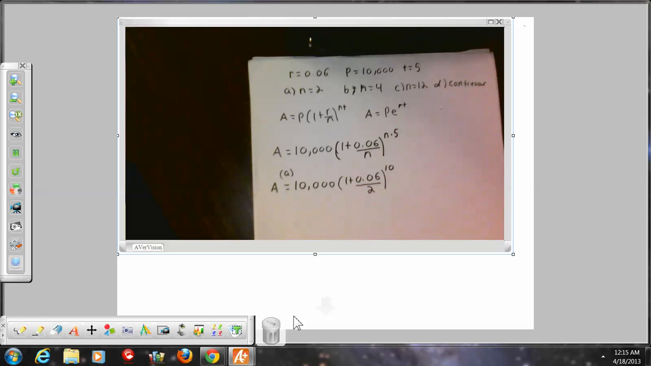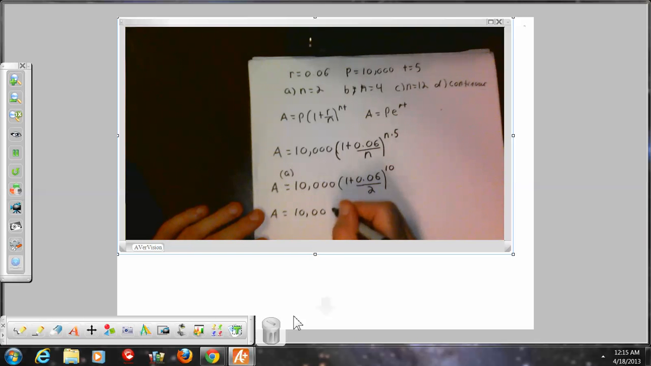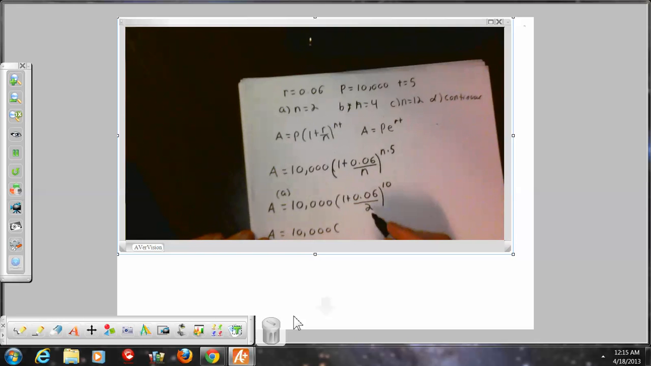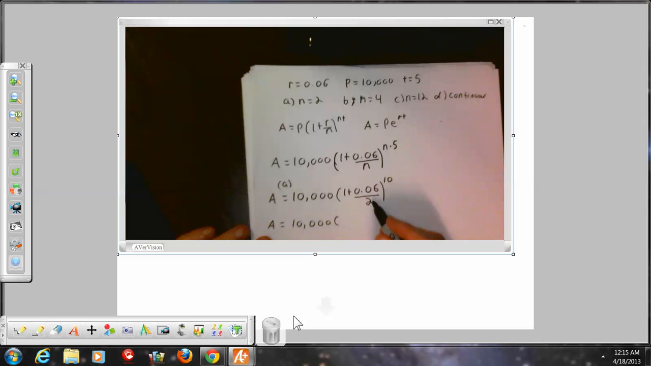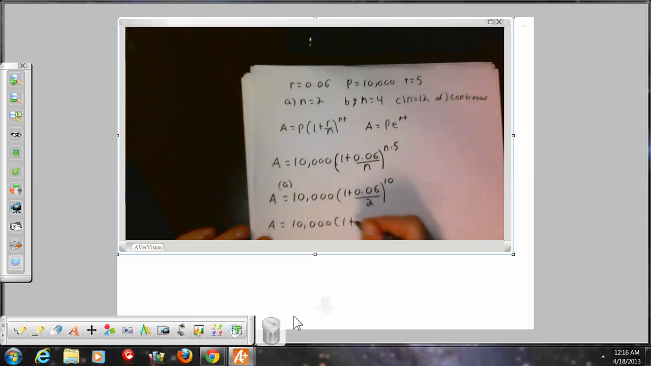So now how can we calculate this? Well, 0.06 divided by 2, if you did it in your calculator, is 0.03. So this is going to become A equals 10,000 times 0.03 plus 1. If you're doing PEMDAS, remember you start inside the parentheses. Working inside the parentheses here, all we have is division and addition, and division outweighs addition, so we're going to do the division first. And this is going to become 1 plus 0.03 raised to the 10.